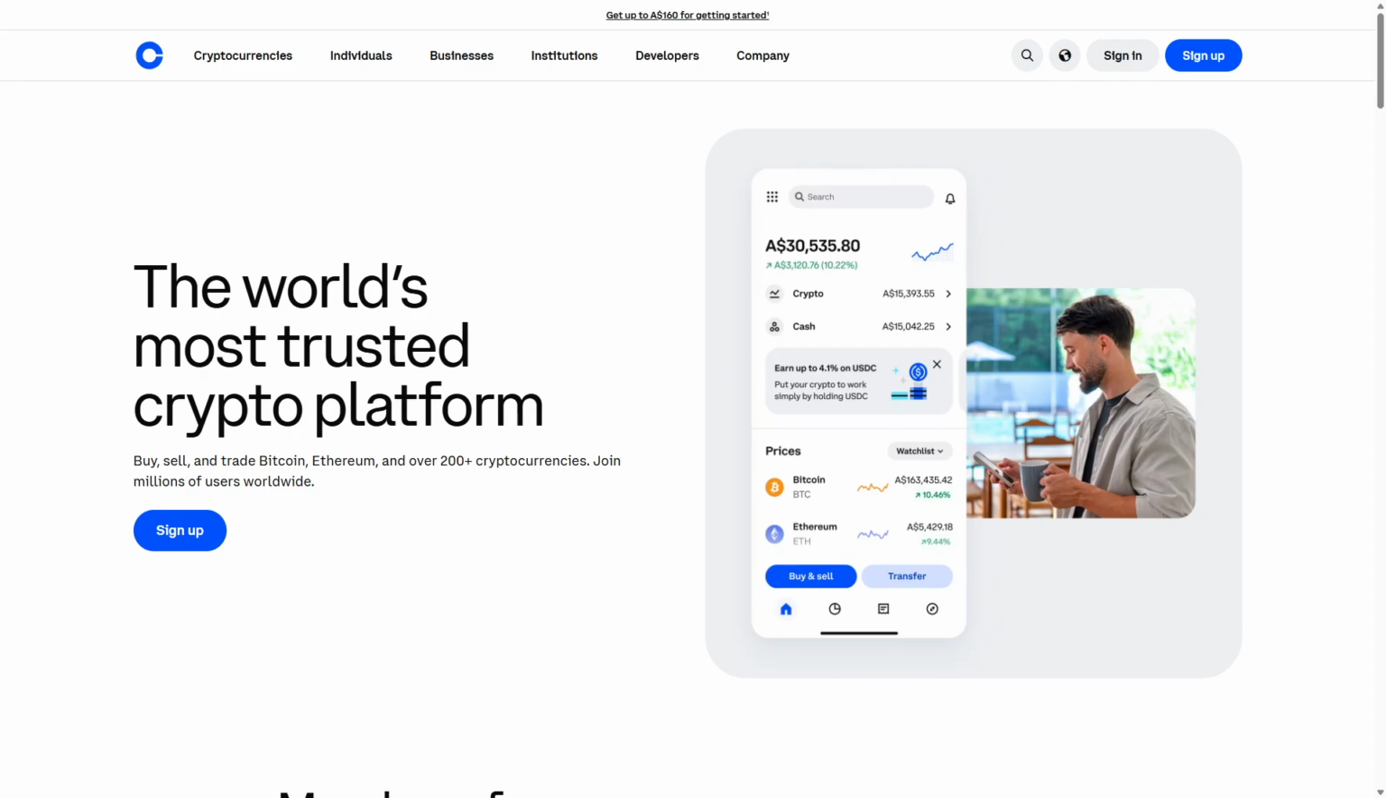In conclusion, Coinbase Advanced is worth considering if you're an experienced trader looking for advanced features and a wide selection of cryptocurrencies. However, if you're just starting out, you might want to explore more user-friendly platforms first. Overall, it has its strengths, but it's not for everyone.